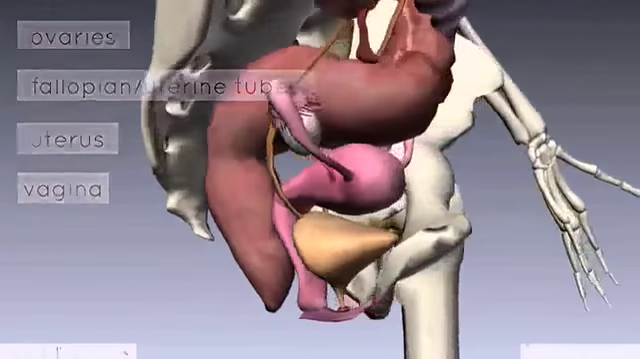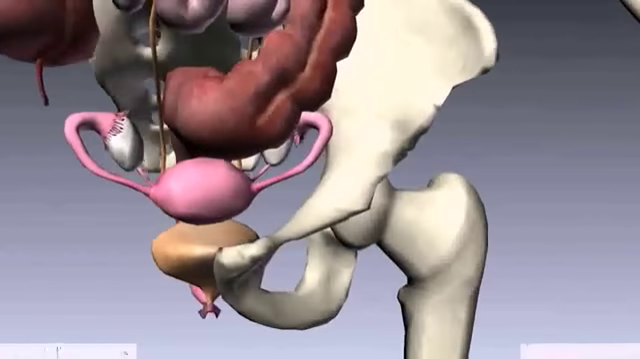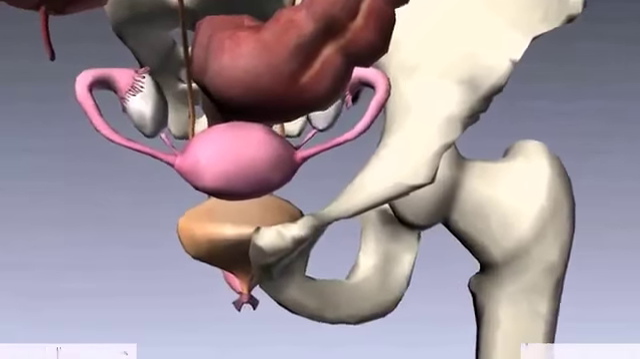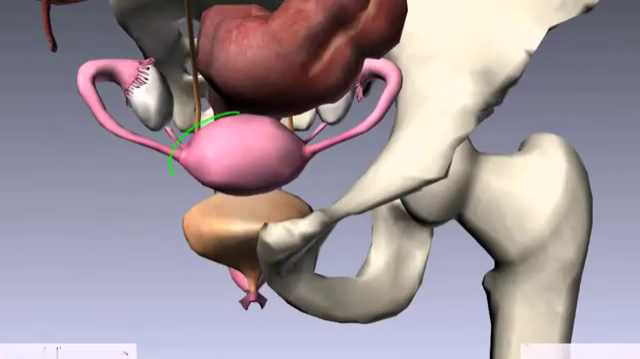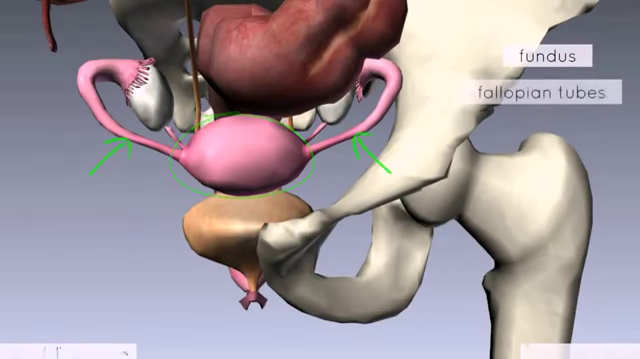If I just rotate the model around, you can have a look from the anterior aspect. So you've got the uterus, which we're looking at here. You can see the superior portion of the uterus, which is known as the fundus. You've got the fallopian tubes, and you've got the ovaries on either side.